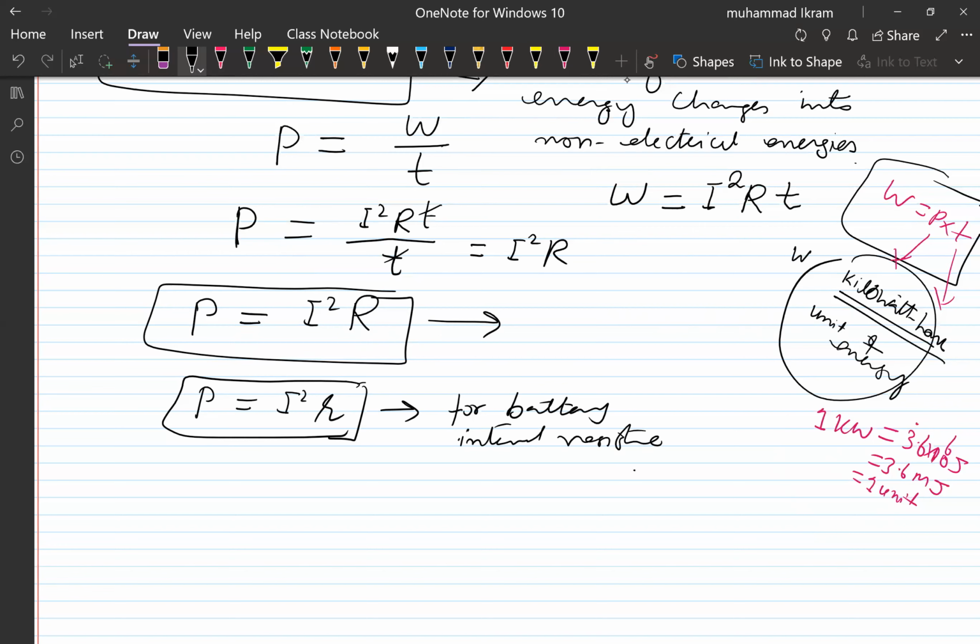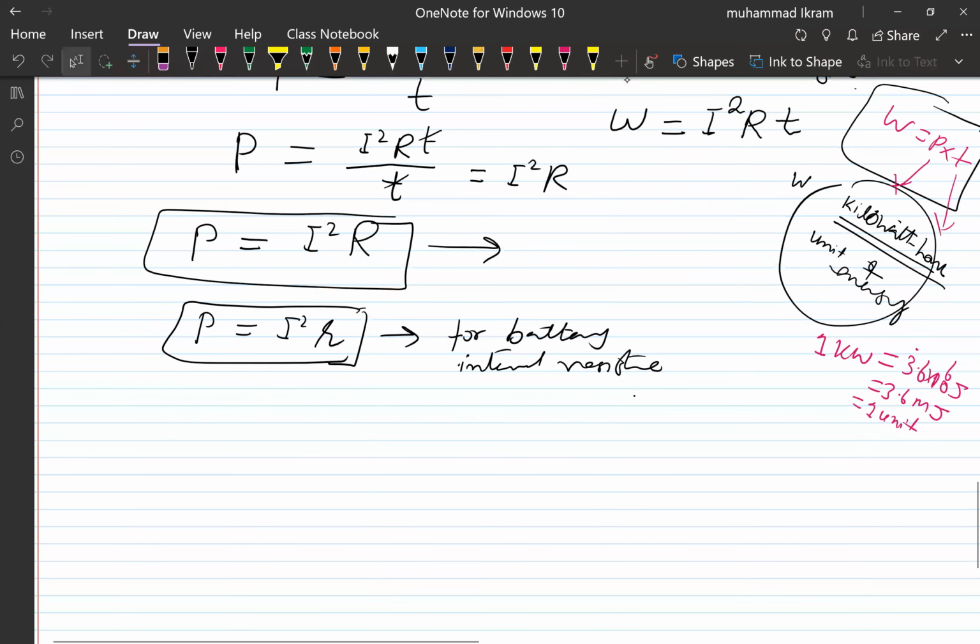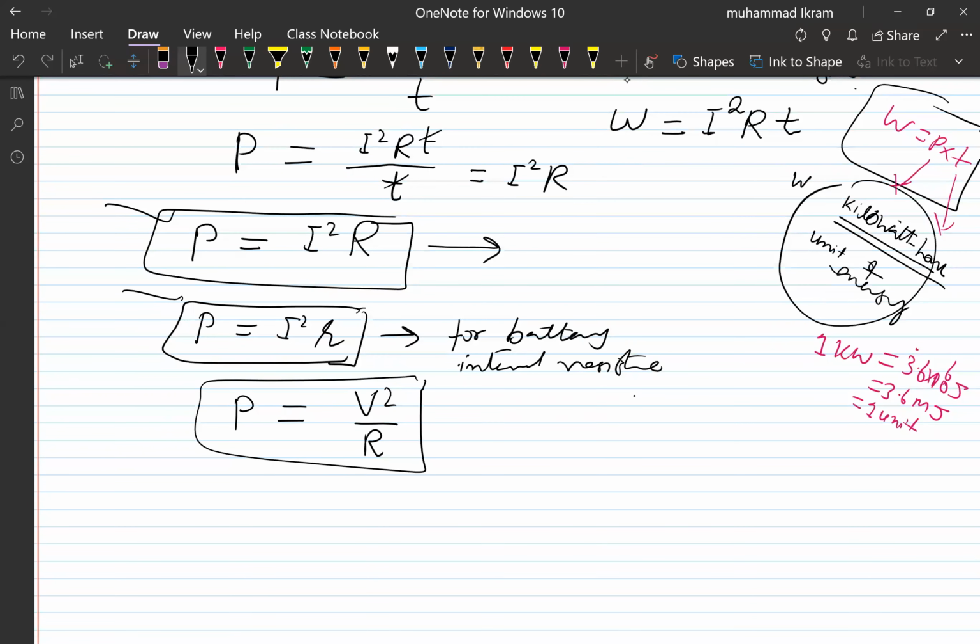Class 10 is over now. In the second year, you must be very careful because every intricate detail should be included. So this is the power across the resistor, and this is the power across the battery internal resistor. Similarly, we can also write V by R, then V square by R. So this is how you can calculate the power by ignoring the battery internal resistance.